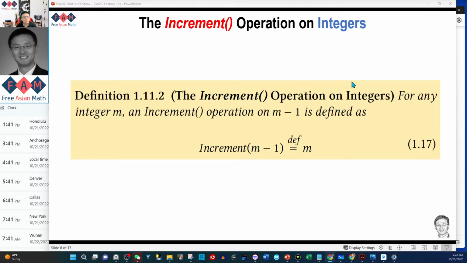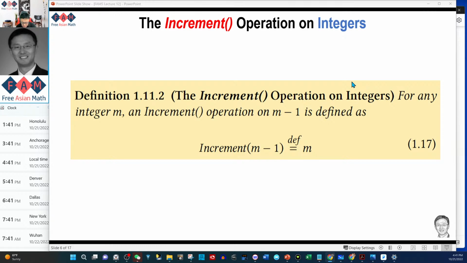Similarly, now we can define the inverse of the capital D decrement, which is just capital I increment. And the definition is very straightforward because now the capital D decrement applies to all integers, positive, zero, negative, wherever you go on the number line. As long as you have an integer, the capital D decrement works. Now the inverse of this capital D decrement is just the capital I increment.